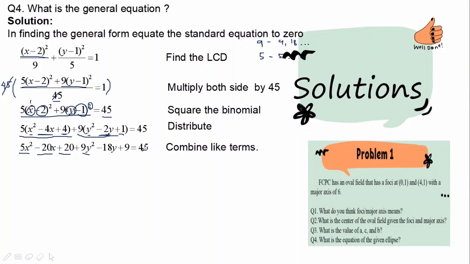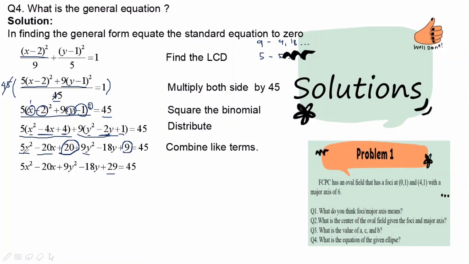Next one. So we will combine like terms. When we say like terms, they have the same variable and exponent. So here we have 5x squared minus 20x plus 20 plus 9y squared minus 18y plus 9 equals 45. Here, the only like terms are the constants, which are 20 and 9. So we will combine these by adding. 20 plus 9 is 29.